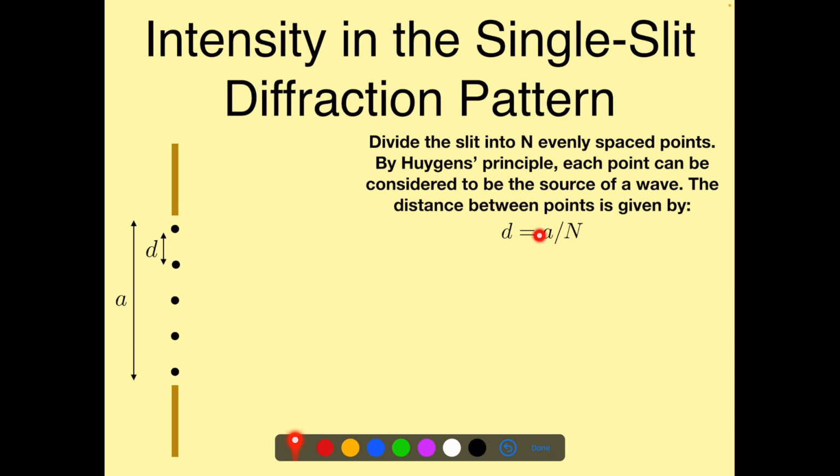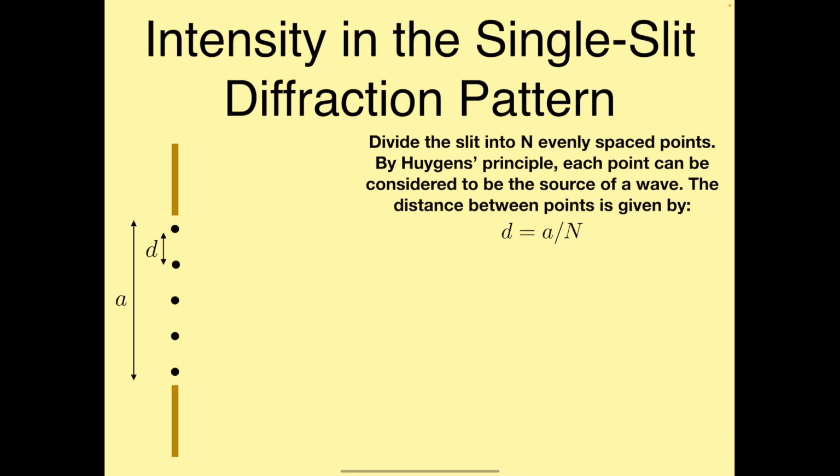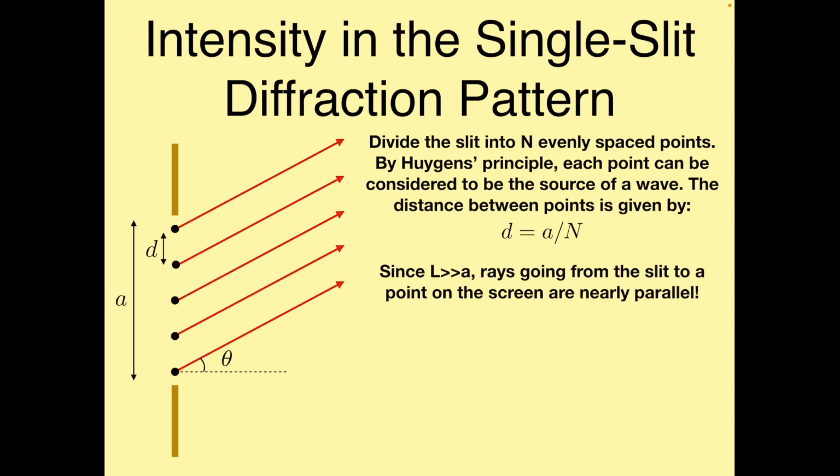We're taking the overall distance, dividing by the number of points. That's how we get the distance between 2 points. And so let's show the outgoing light rays that are going from the slit to the viewing screen.